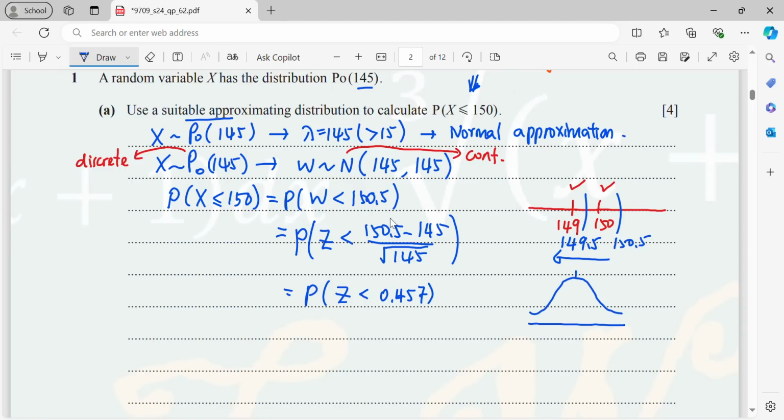So we will sketch a graph. This is a normal bell-shaped curve. The line is 0.457, and the region is less than. This region is the same as the region in the table. Therefore, just read from the table, the probability will be 0.6761. Now we round to 3 significant figures, that is going to be 0.676. That is the solution of part A.